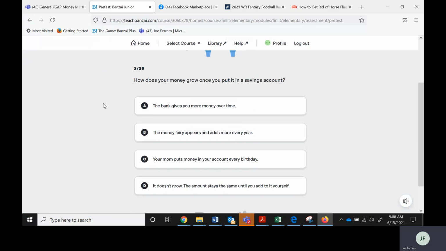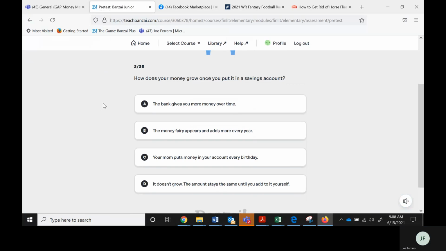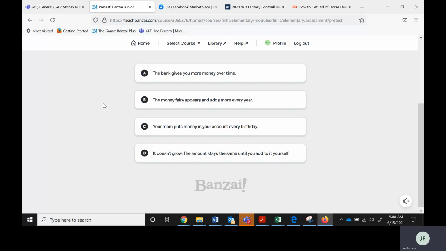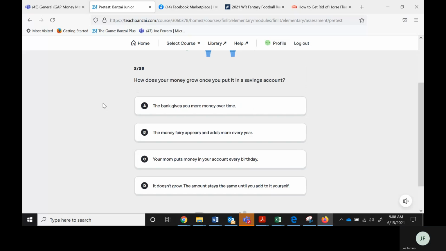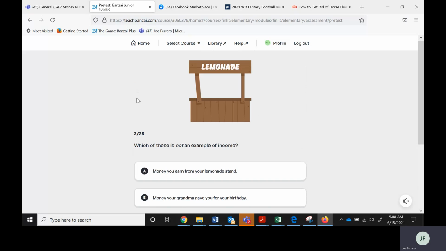You could go through a little faster, but I will read them, and then do your best guess. It says, how does your money grow once you put it into a savings account? The bank gives you more money over time. The money fairy appears and adds more every year. Your mom puts money in your account every birthday. It doesn't grow; the amount stays the same.